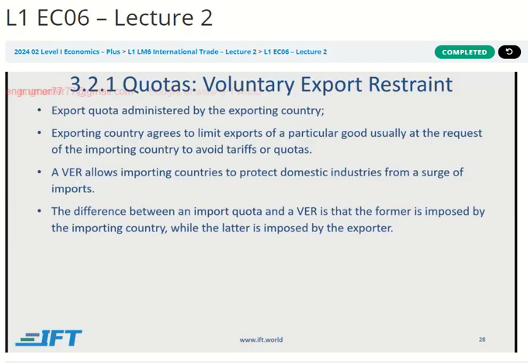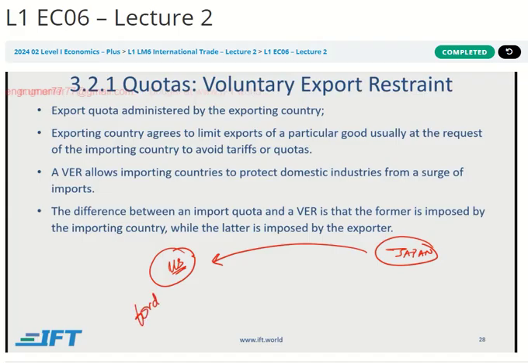Now, as I explained to you, some countries will voluntarily put an export restraint. A practical example is the US and Japan. Before the US puts a quota or tariffs on Japan, Japan itself could say, okay, we realize that we are killing your local industry of Ford and GM and Chrysler and all this. So we're just going to stop our imports, or put a voluntary export restraint on it.